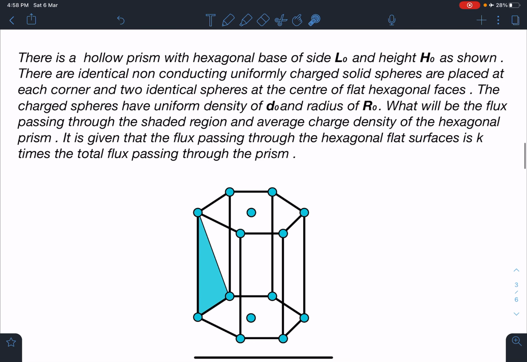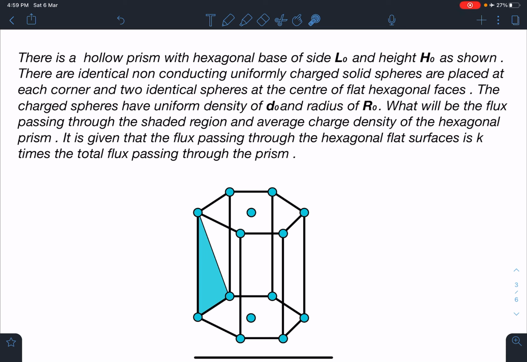So here is the problem. There is a hollow prism with hexagonal base of side length L0 and height H0 as shown. Identical non-conducting uniformly charged solid spheres are placed at each corner, and two identical spheres at the center of the flat hexagonal faces. So you can see there are 6 here and 6 here, and there are 2 more on the flat bases. The charged spheres have uniform density rho naught and radius R0. What will be the flux passing through the shaded region? This one. And the average charge density of the hexagonal prism.